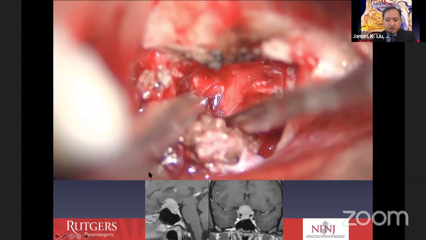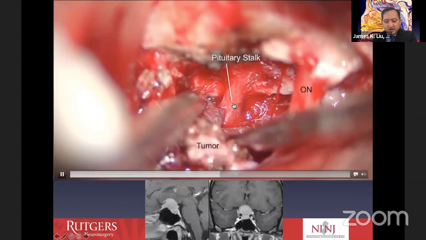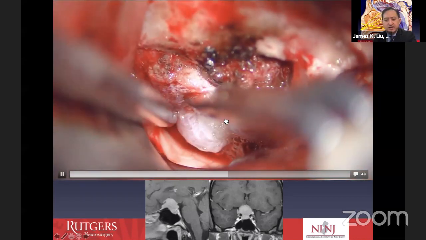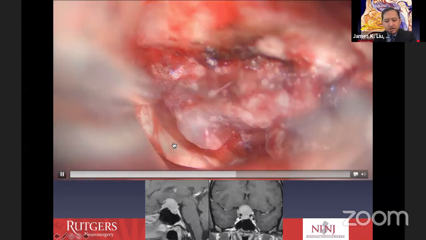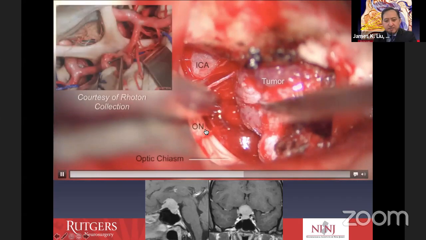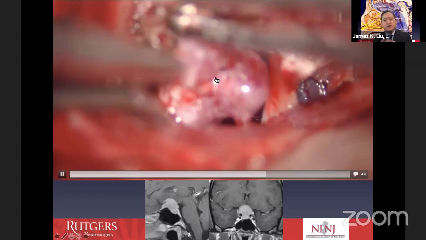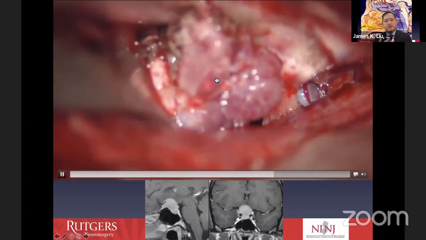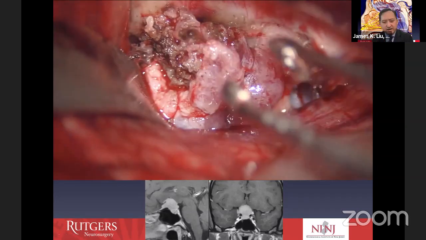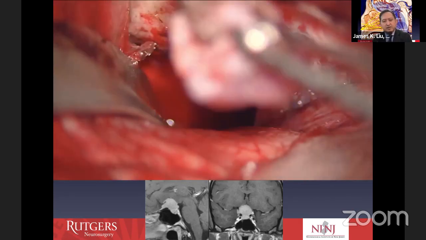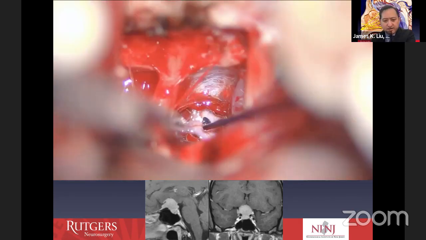And here's the pituitary stalk. The pituitary stalk is located behind the tumor, and then we'll follow the tumor. Here's the other optic nerve. Here's the chiasm. Here's the contralateral optic nerve. And be aware of the contralateral carotid artery. It's going to be situated medial to the optic nerve, so it's very easy to injure if you're not careful or thinking about it. Beware of that contralateral carotid artery.